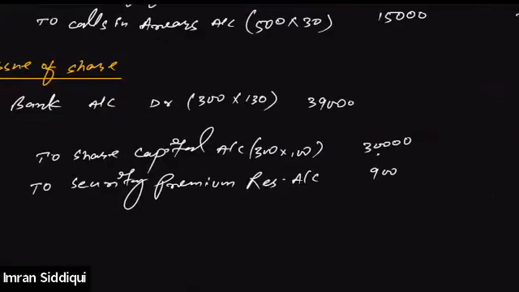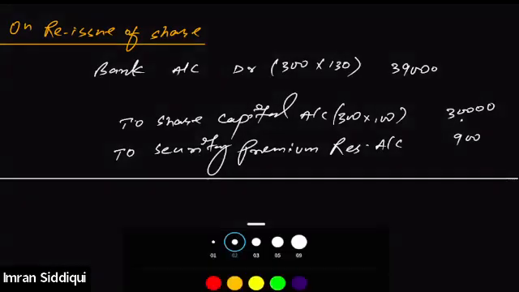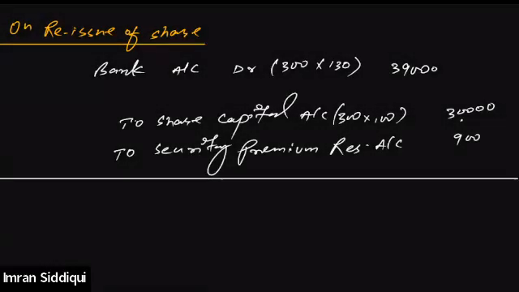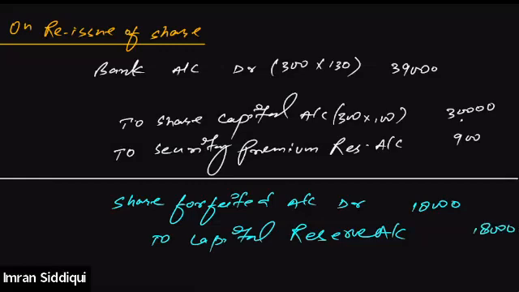So for that purpose, we'll have to pass one more entry along with the reissue of shares. That will be, if you're able to recall, the journal entry for transferring the share forfeited account balance to the capital reserve account. The journal entry is: share forfeited account debit 30,000, 18,000, to capital reserve account. Got it, everyone? Is this clear? Yes, sir. Clear.